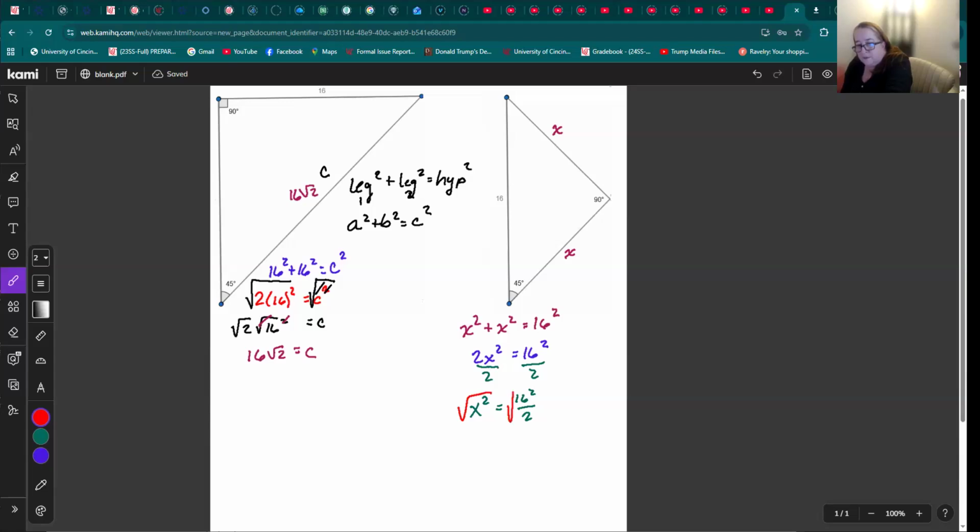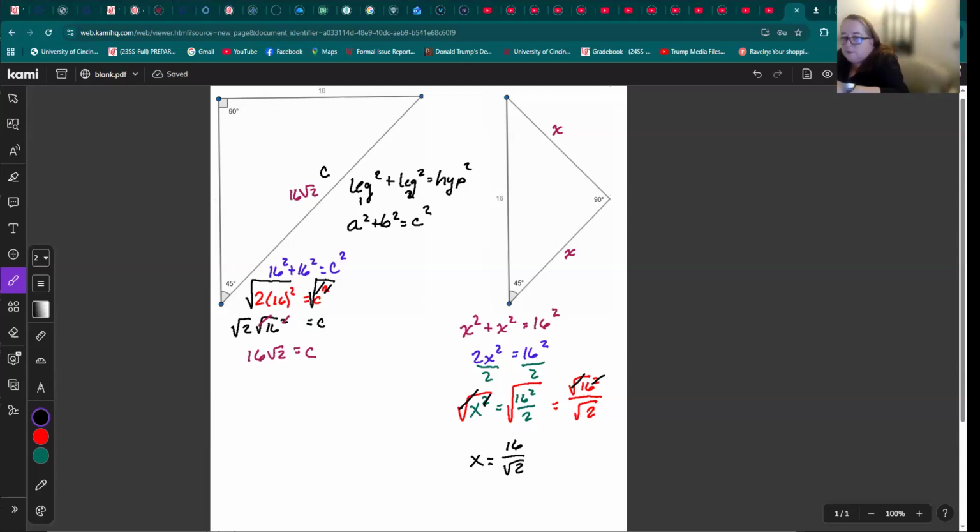and use the principle that I kind of did with the multiplication. It works the same with division. I can have each one be its own square root. I know that the top will be the square root of 16 squared, and the bottom will be the square root of 2. So a big square root for a whole fraction can become two square roots that you're dealing with. I know that this square root cancels with this squared, and I have x equals 16 over the square root of 2.